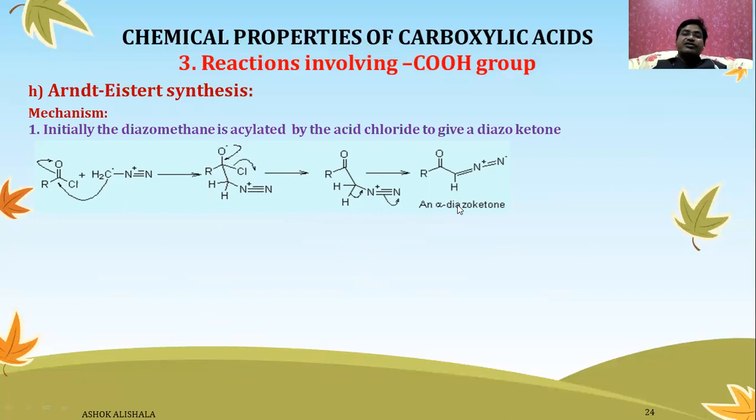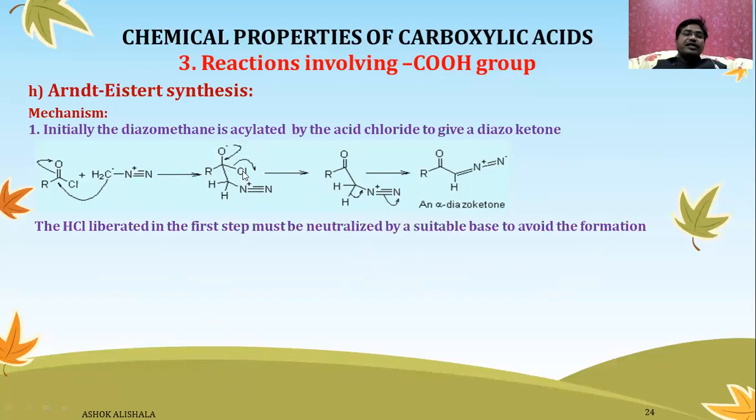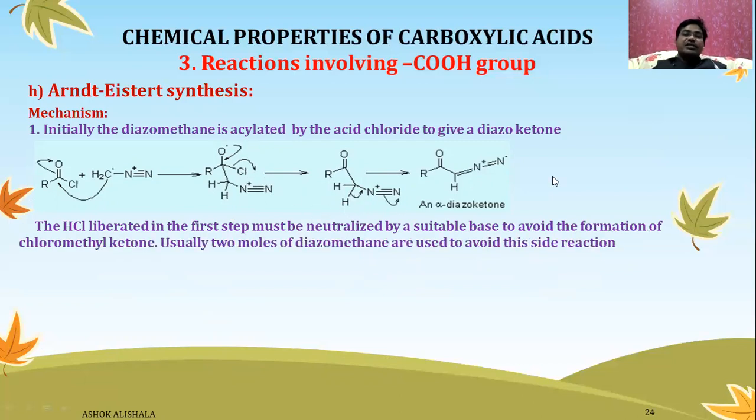There is some migration of bonds that takes place, and we get a diazoketone. And next, HCl is liberated: here this is the chlorine, and here one hydrogen is removed, together forming HCl in this first step. The HCl liberated in the first step must be neutralized by a suitable base to avoid the formation of chloromethyl ketone. Usually 2 moles of diazomethane are used to avoid this side reaction.